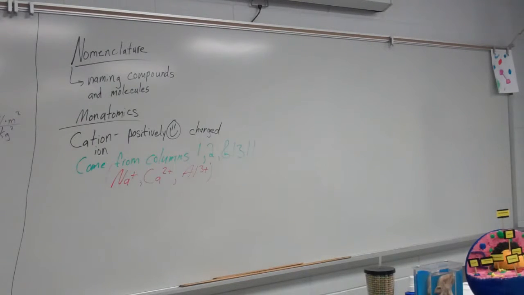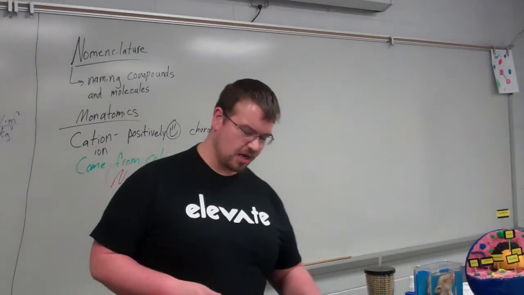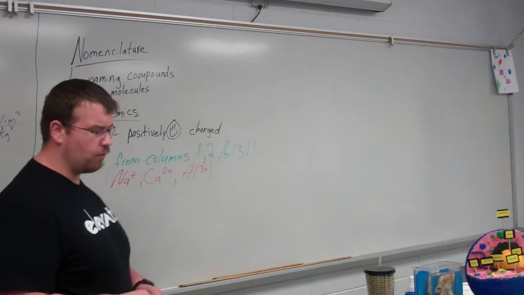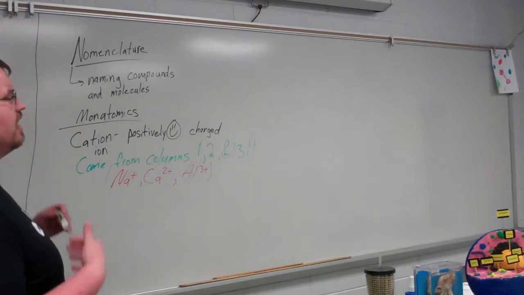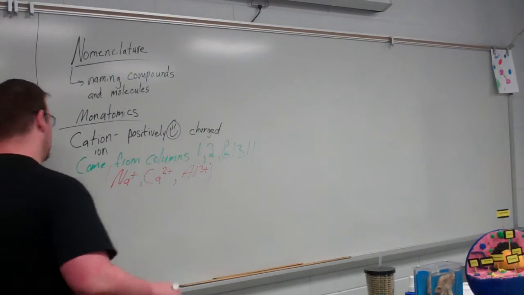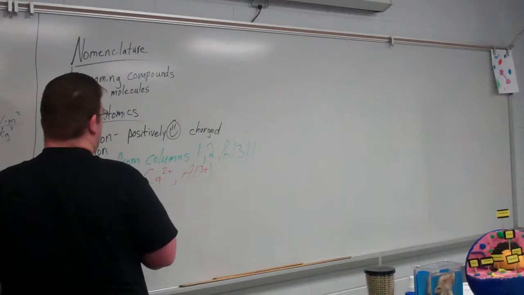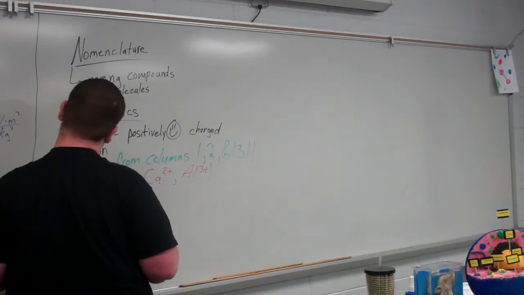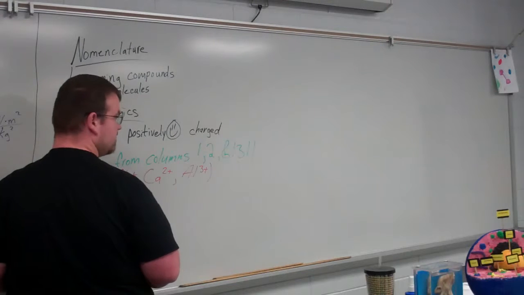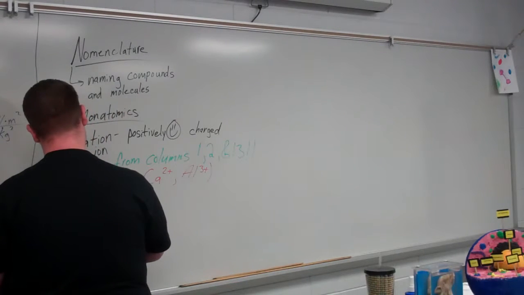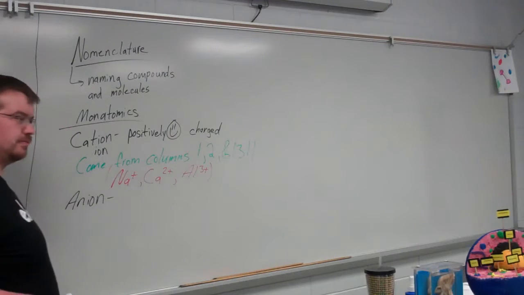Okay, in column 14, you're really not going to see them form any type of ions. They are more stressed and covalent bonded. So, this is the first type of monatomics you're looking at. Alright, we're going to start talking about naming rules here in a second. Before we get to that, I want to introduce the second part to this. So, let's talk about the cousin, anion. What is an anion?